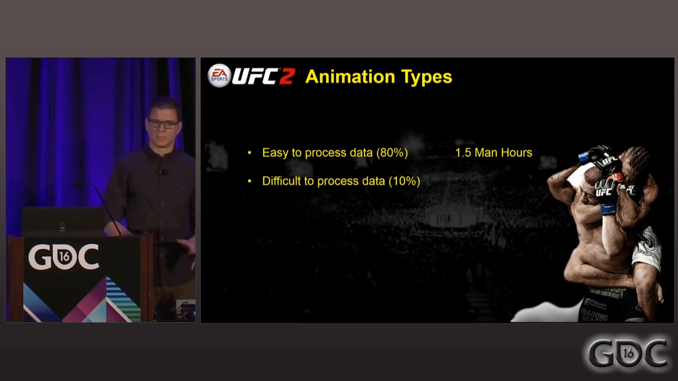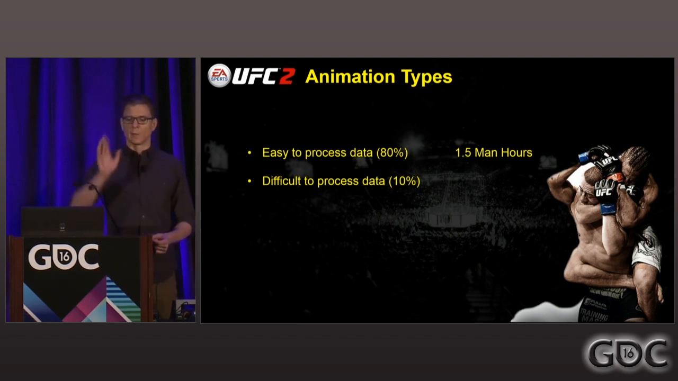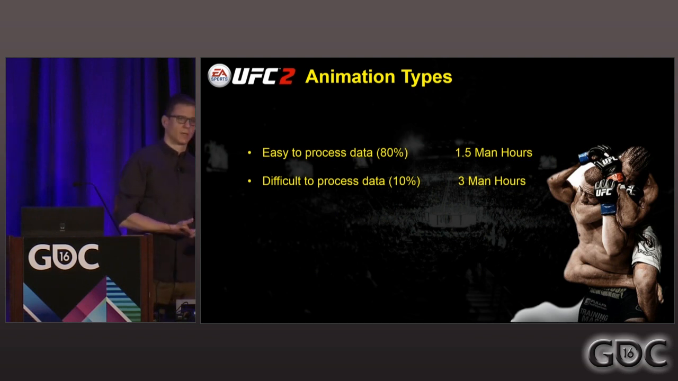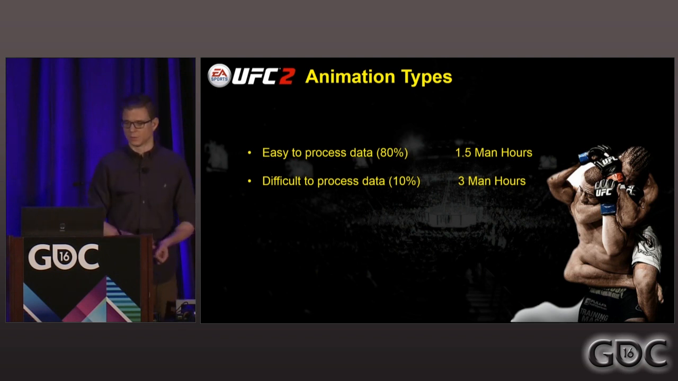10% of the data would be difficult to process. Going back to the easy to process, that would also be great to send to our external development. It's easy for them. Difficult to process is 10%. That would be 3 man hours. And those would be awkward to explain to our external development. So we thought, let's just keep that in-house. It's a small number. Be perfect to keep in-house.